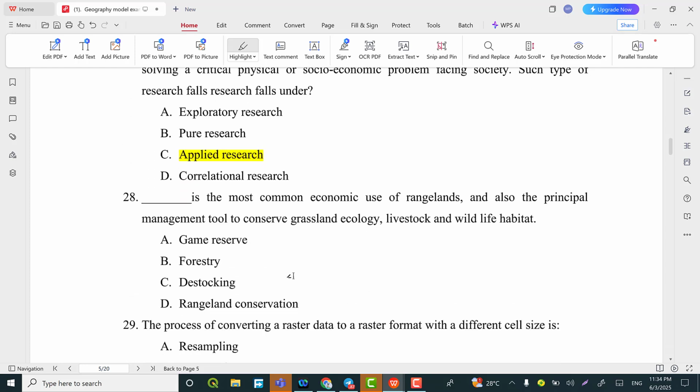Question number 28. Planning is the most common economic use of rangeland and also the principal management tool to conserve grassland ecology, livestock, and wildlife habitat. A. Game reserve. B. Forestry. C. Destocking. D. Rangeland conservation. So the answer is simply rangeland conservation.